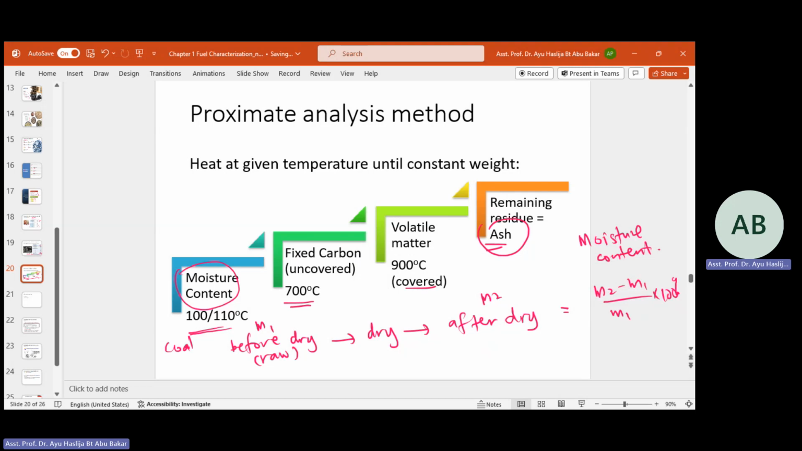Ia berlaku dalam satu tempat, dibuatkan dia banyak step. Contohnya kita ada macam moisture content ni, dia tak payah masuk furnace sebab dia 100 je kan. So dia masuk oven pun dah boleh. Kalau yang ni, yang high temperature, kena masuk furnace. So yes, kita guna satu furnace je, tapi a few samples lah. Maksudnya satu untuk nak check fixed carbon. Satu untuk nak tengok what is the volatile matter. Satu lagi, from there kita tengok apa ash residue dia.